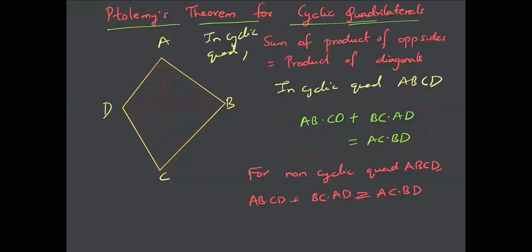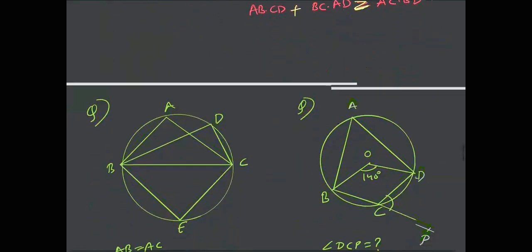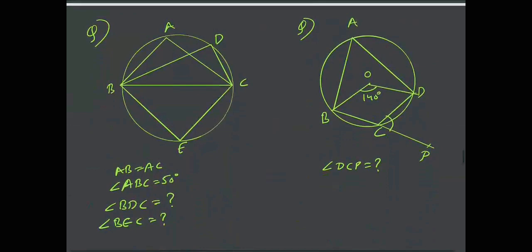So this is a very important theorem. You need to remember it. I will not go into the proof of this theorem. If possible, we'll get into the proof at some later stage, but not now. So for now, just remember this. And for a non-cyclic quadrilateral, this inequality holds. That is, AB times CD plus BC times AD is always greater than or equal to AC into BD. But for a cyclic quadrilateral, this is equal to. Fine. So let us move forward. Solve this question.